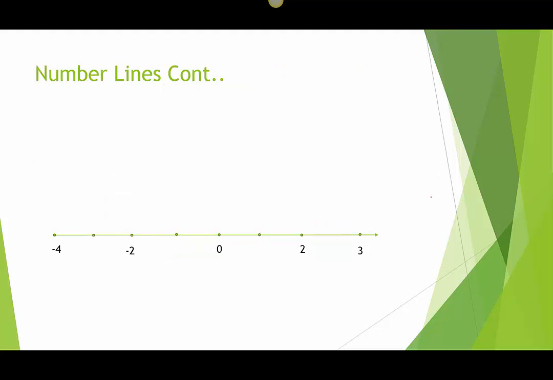So let's do another one. So if we have a positive 3 minus a positive 2. So we're going to start at our positive 3 right here. We're taking away positives, which means we have to go towards the negative side. 1, 2. So our answer is a positive 1.